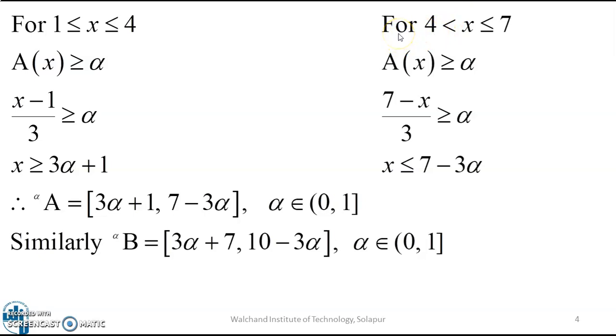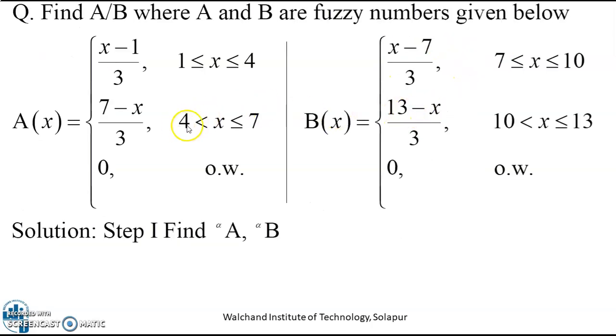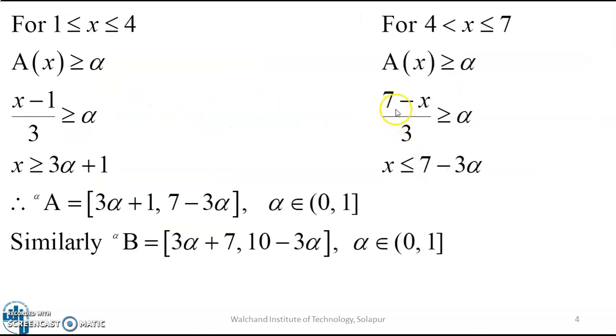The next range for A is 4 less than x less than or equal to 7. Considering the restriction in this range, A of x greater than or equal to alpha. Here A of x is defined as (7 minus x) upon 3 greater than or equal to alpha. Writing the restriction for x, we get x less than or equal to 7 minus 3 alpha. Therefore, the alpha cut of A is: x greater than or equal to 3 alpha plus 1 is the initial point, and x less than or equal to 7 minus 3 alpha is the end point, where alpha belongs to open 0 to closed 1.